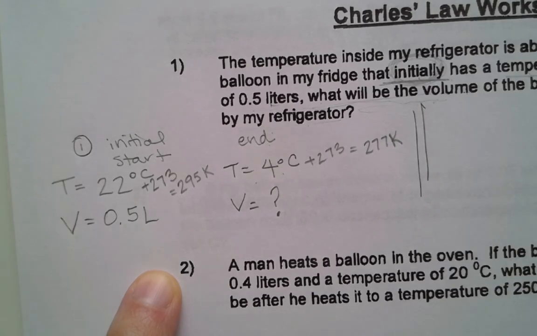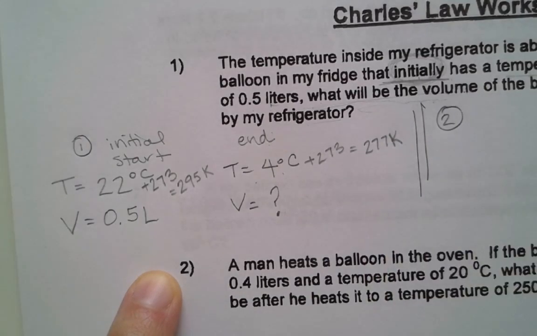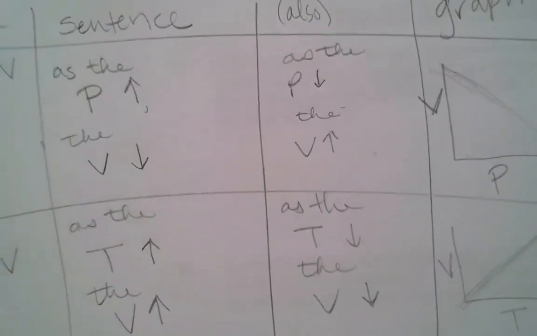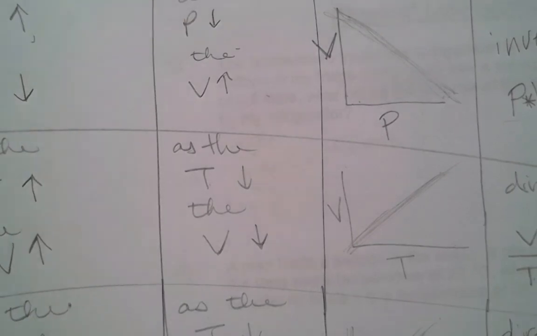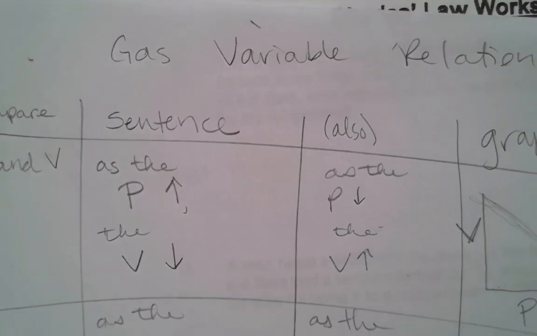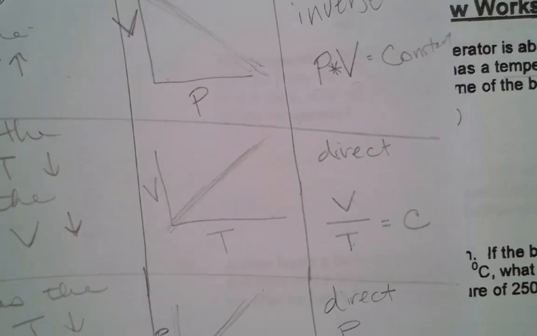Step two, the equation step. We're still solving for that question mark. All right, we're comparing temperature and volume. And we are back to this variables relationship page, all those arrows and stuff. Look for your math spot that compares volume and temperature.